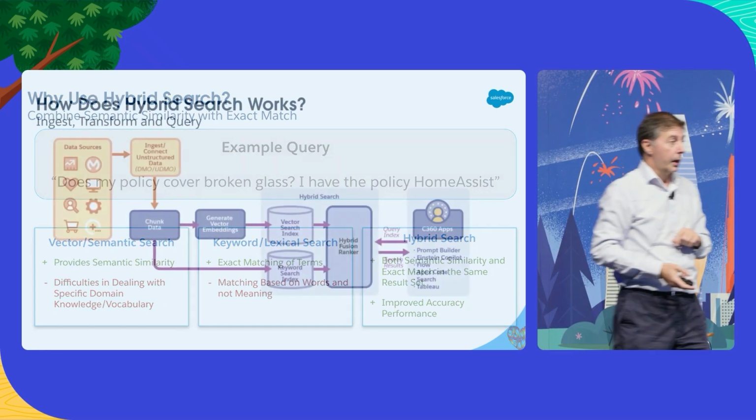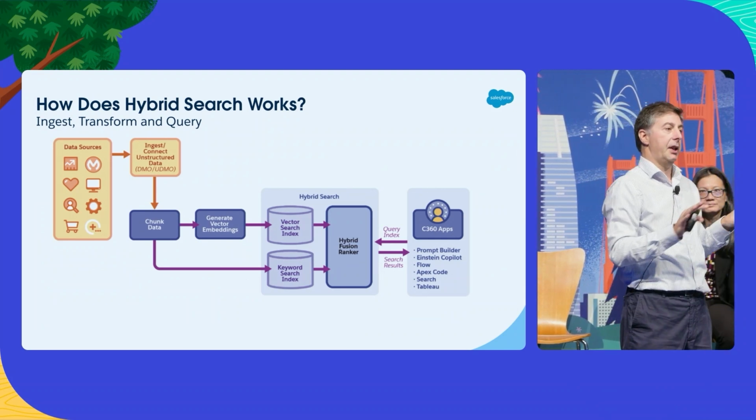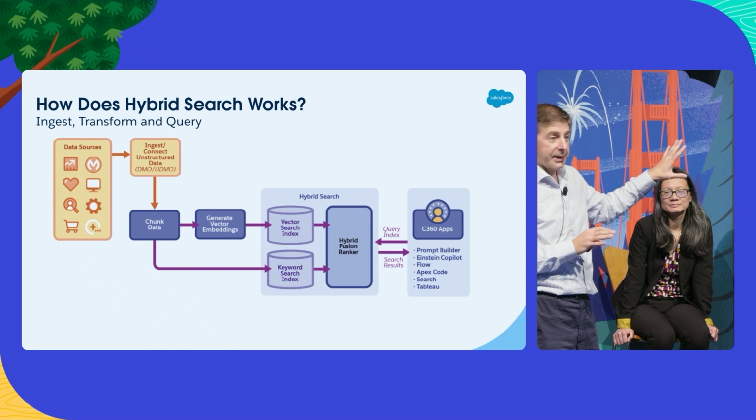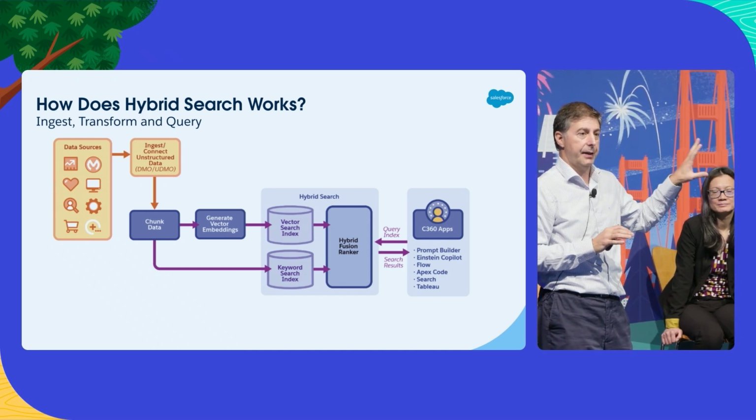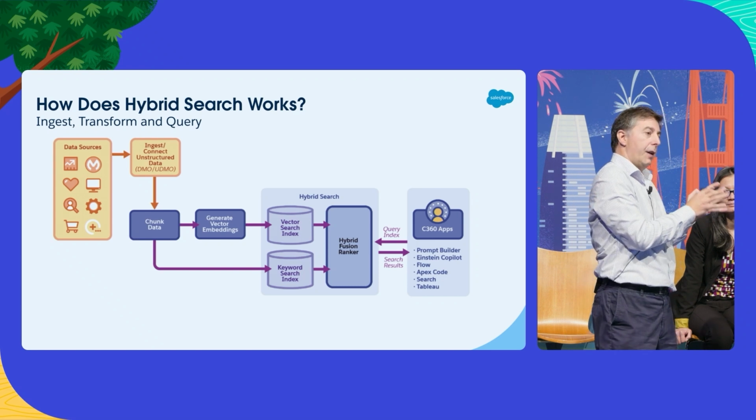Now, how does this work? Basically, there are three main stages here. The first stage, which is the ingestion of data, which is the yellow boxes there, is the first step that you need to do.